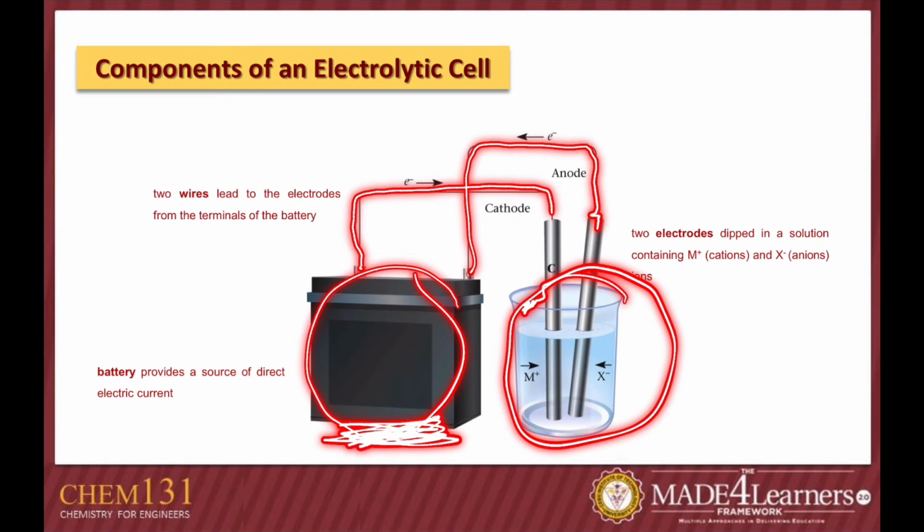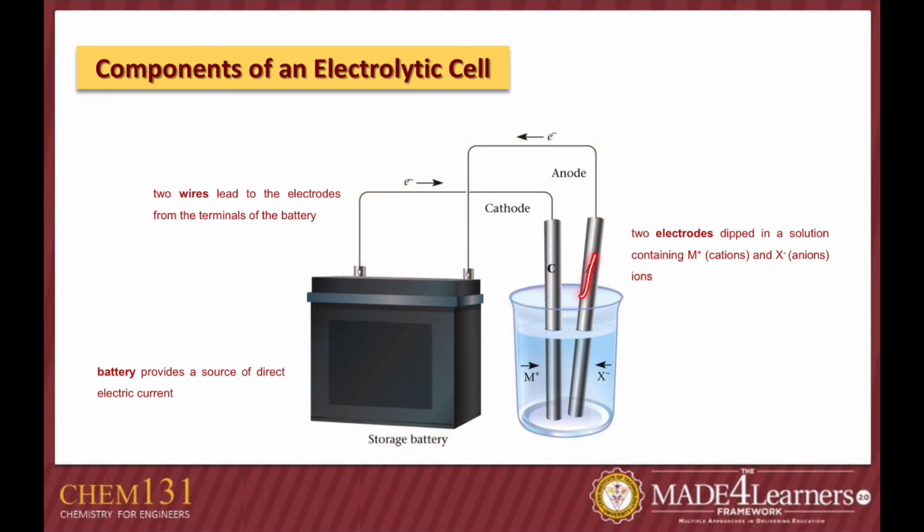So we have the battery, and then we have the two wires leading to the cell. So we have the anode and the cathode, and then we have the electrolyte solution here. The battery provides a source of direct electric current, and the two wires lead to the two electrodes from the terminals of the battery. And then we have the two electrodes dipped in a solution containing ions.